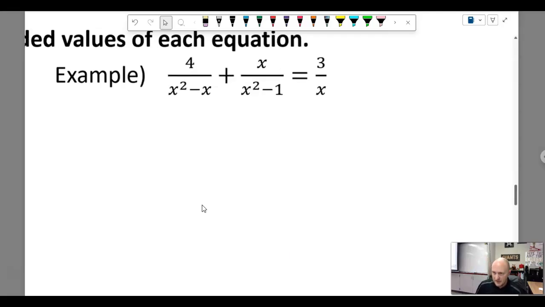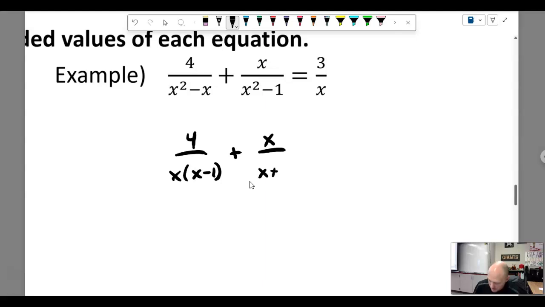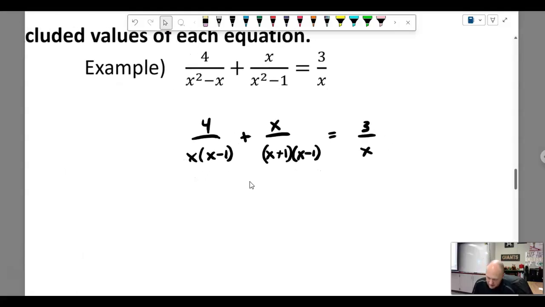Let's go ahead and do it again. Step 1, I'm going to go ahead and factor. So I have a GCF of an x here. X squared minus x. I'm going to take out an x. So I get x times x minus 1, plus, in my denominator, I have x plus 1, x minus 1. Difference of 2 squares there. And then we have 3 over x. Okay? So what is our LCD?